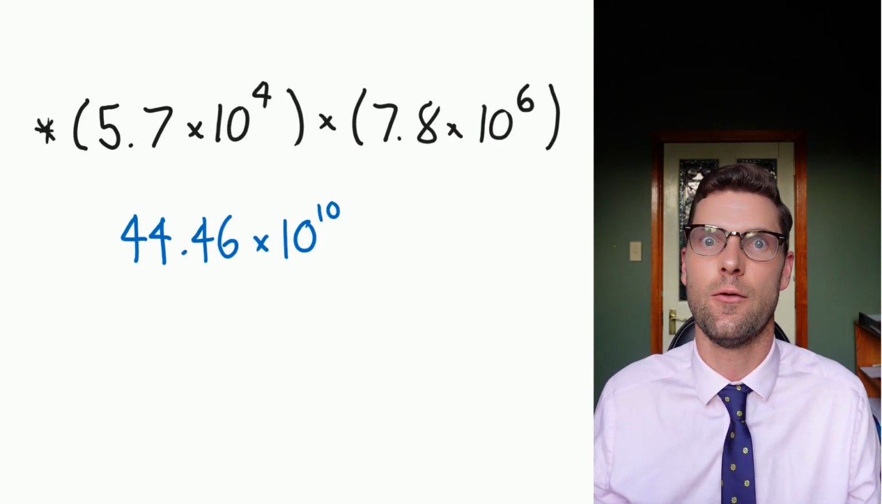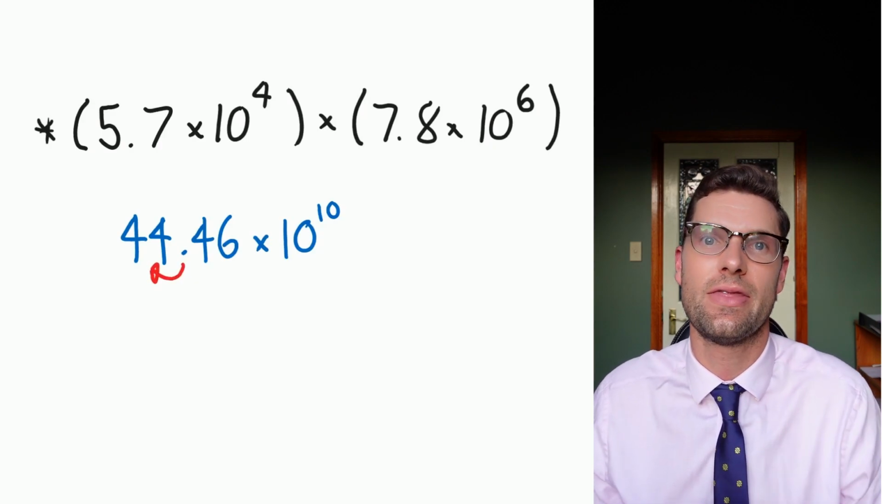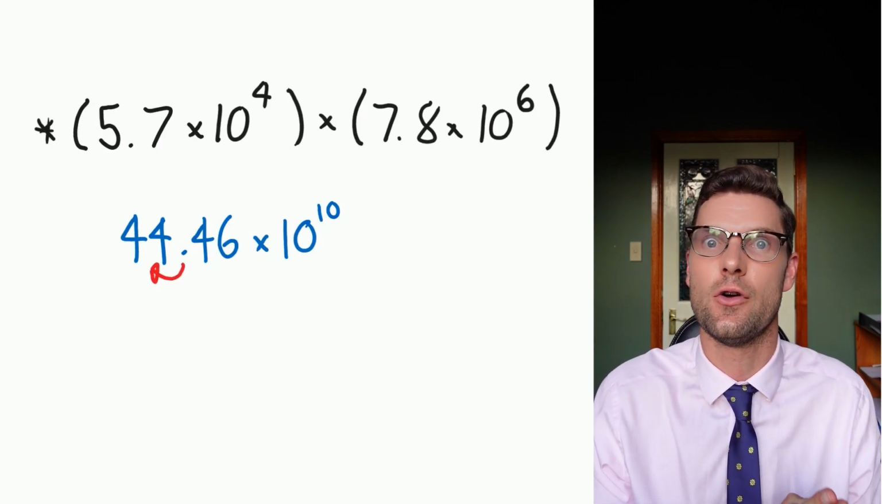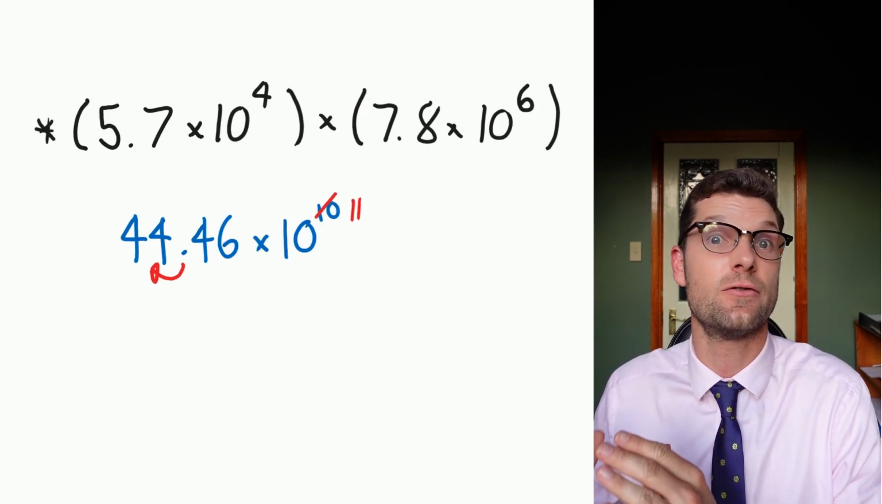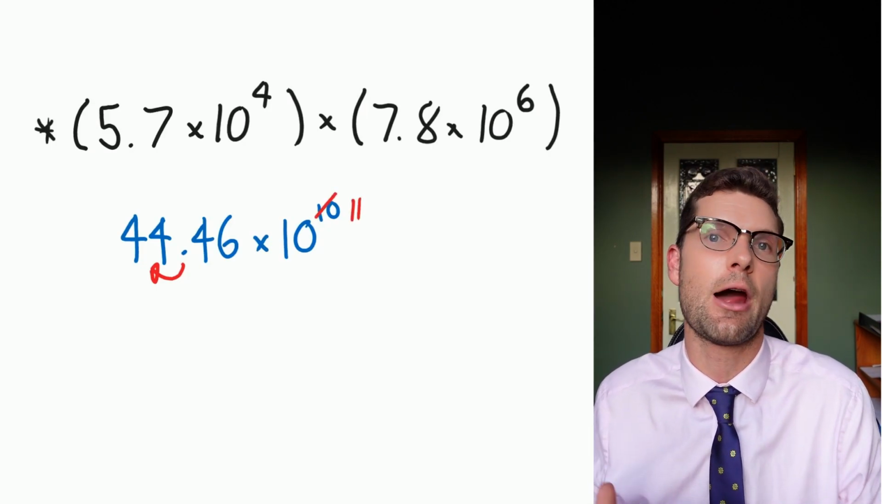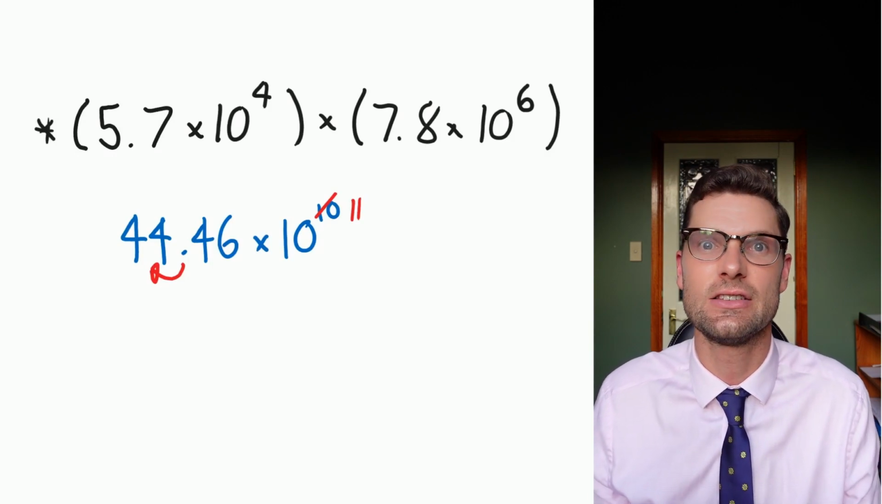That's our standard form. So that means I've got to move that decimal place in between the first two numbers. Because I'm moving it like this, I need to change it from 10 to the power of 10 to 10 to the power of 11. Again, you can check this in your calculator to make sure that they're the same numbers.